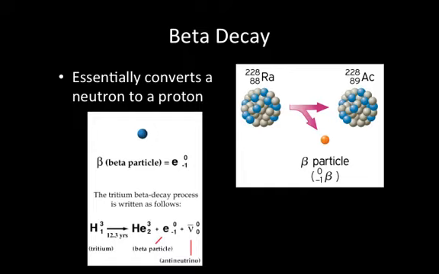Tritium, if you look below, hydrogen-3, decays into helium-3 through the transition of a neutron into a proton. So beta decay essentially converts a neutron into a proton, and again, it's the same process as in alpha decay. We take our reactant particle, and then it undergoes the process of decay, which gives us our product particle.